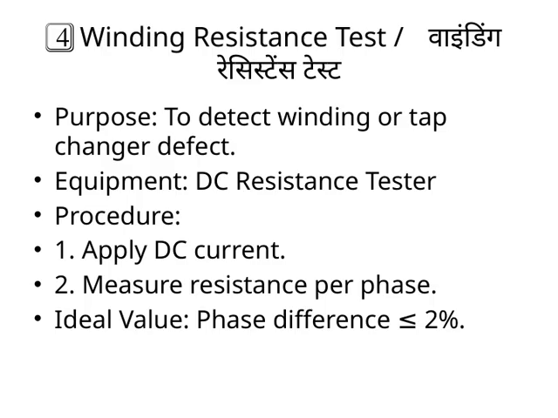The procedure is straightforward. First, we apply a direct current, or DC current, to the winding. Then, we measure the resistance for each phase individually. Now, why is this important? Well, by comparing the resistance values across phases, we can identify any irregularities. Ideally, the phase difference in resistance should be less than or equal to 2%. Any significant deviation from this indicates potential problems, like winding damage or tap changer faults.